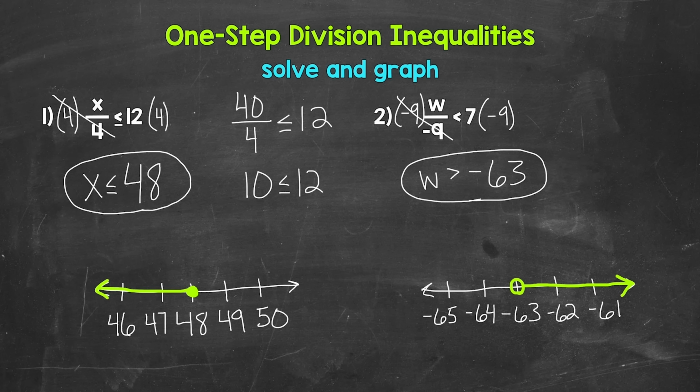And that's our graph. And lastly, let's wrap this up by checking a solution. So we can use anything greater than negative 63. Let's use negative 54 and plug that in for W. That will work nicely with that negative 9 there since we are dividing. So negative 54 divided by negative 9 is less than 7. Negative 54 divided by negative 9 gives us 6. 6 is less than 7, so we are correct here. Our answer, W, is greater than negative 63.